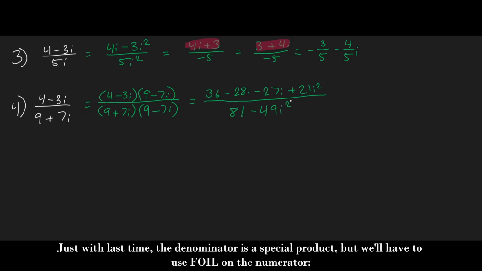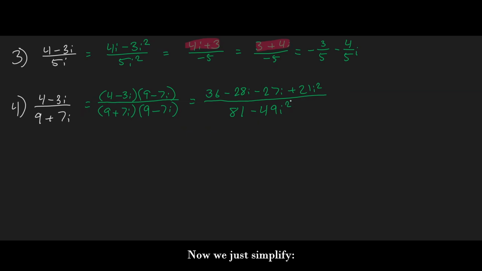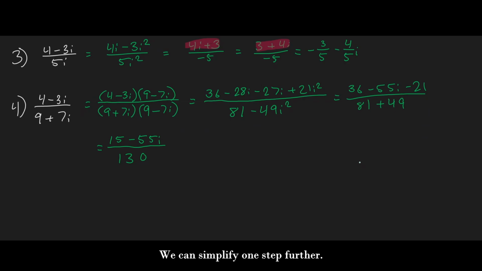36 minus 28i minus 27i plus 21i squared divided by 81 minus 49i squared. Now we just simplify. 36 minus 55i minus 21 divided by 81 plus 49, which equals 15 minus 55i divided by 130. We're not done yet. We can simplify one step further.